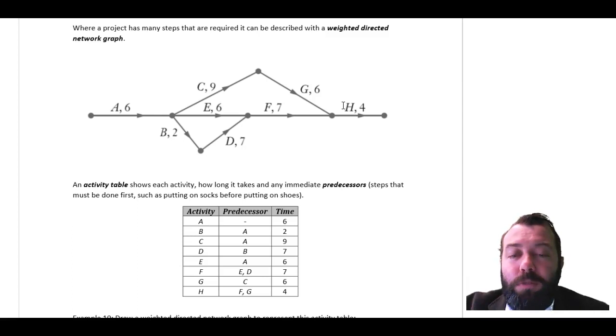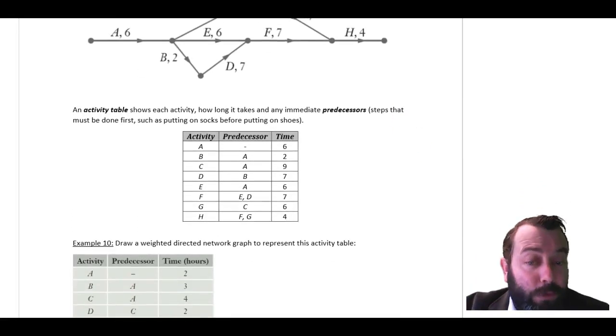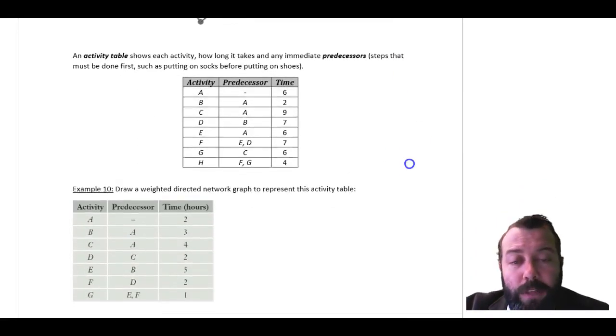But I think much more reasonably, you'll get perhaps a partially completed graph, and you'll have to add something to it. You might have to interpret the graph and say, what is the predecessor of F? And you'll say it's E and D. Or perhaps you will have the graph and you need to fill out the activity table. That's relatively straightforward. Now we're going to do the hard one first.